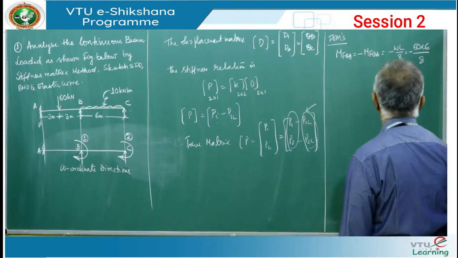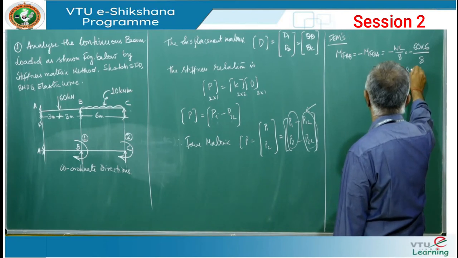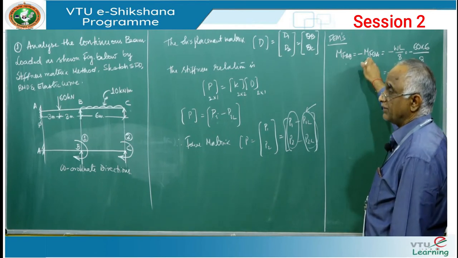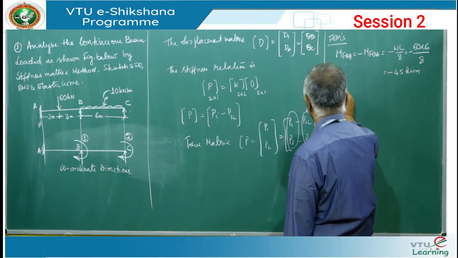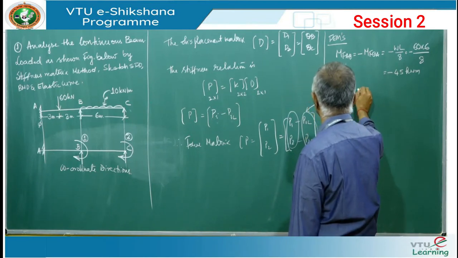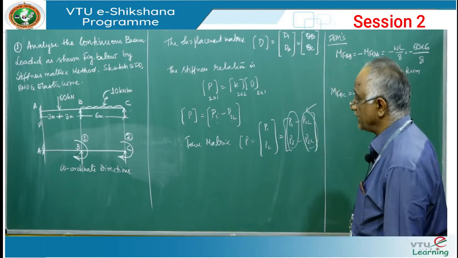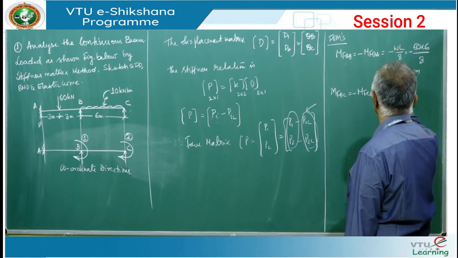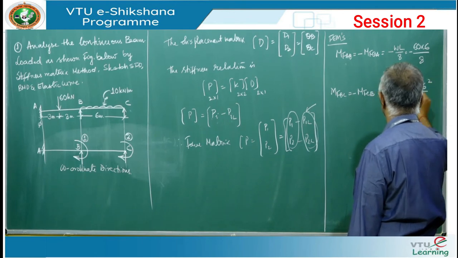So that is equal to minus 45 kilonewton meter. That means MFAB is minus 45, MFBA is plus 45. So coming to the second beam, MFBC is also equal to minus MFCB. Because the load is symmetrically placed, a UDL over the entire span, the equation is wL² by 12, which is 10 into 6 square divided by 12.